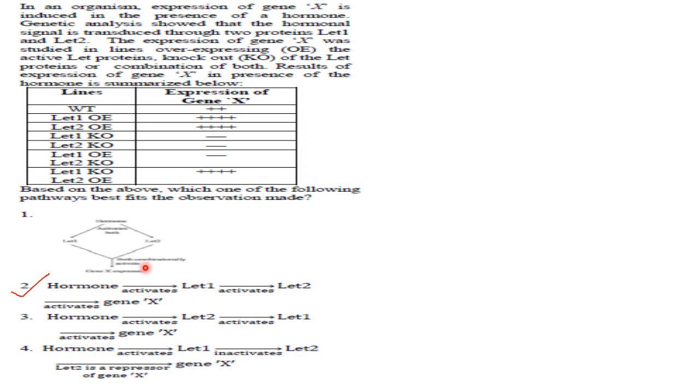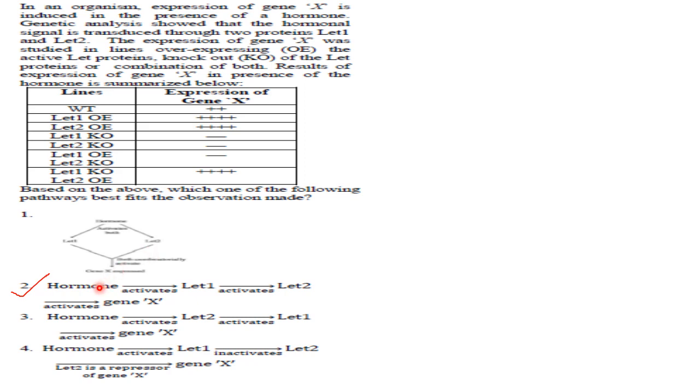So if you see the first pathway, it is not correct because if the hormone activates LET1 and LET2, then knockout of any one of these will not lead to the expression of gene X. But this is not the case, as you can see in the tabular column. So LET1 is overexpressed and LET2 is knocked out, means there is no gene expression. But if LET1 is knocked out and LET2 is overexpressed, there is expression of the gene. But actually you should not have got expression of the gene in the second case, if it was as per the first pathway.